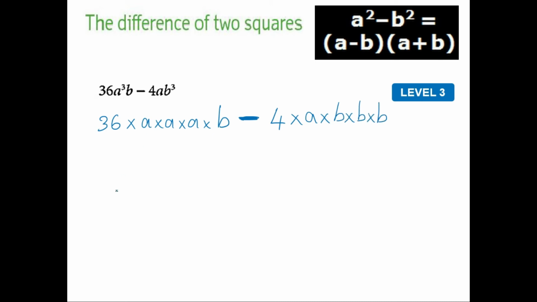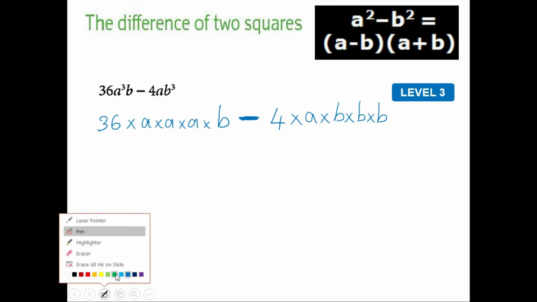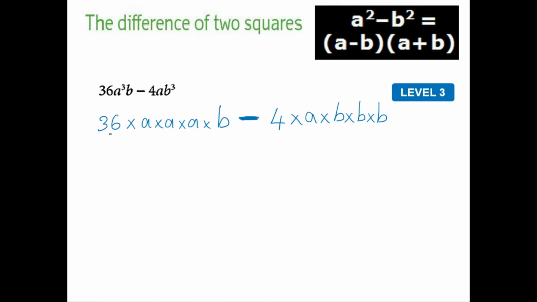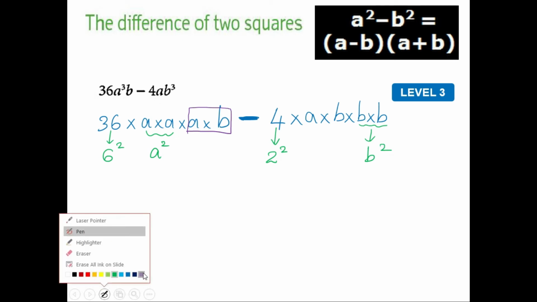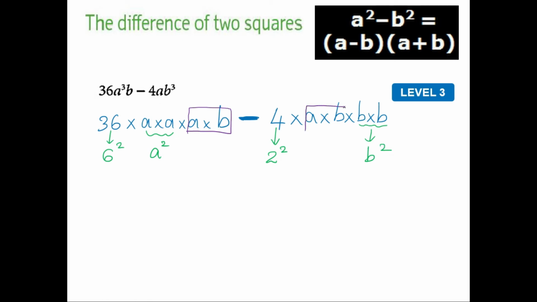Not necessarily you follow the same step every time. Now 36, yes, it can be written as 6 squared. a and a, yes, you have an a squared. What is left is an ab term. From the other side, yes, 4 can be written as 2 squared. You have b and b giving you a b squared. And again, what is left is an ab.